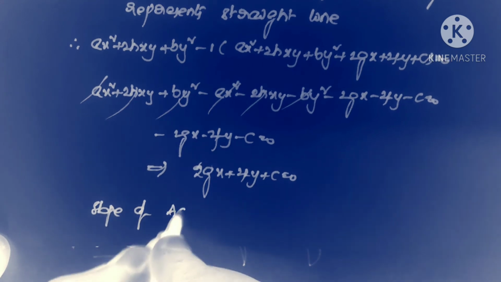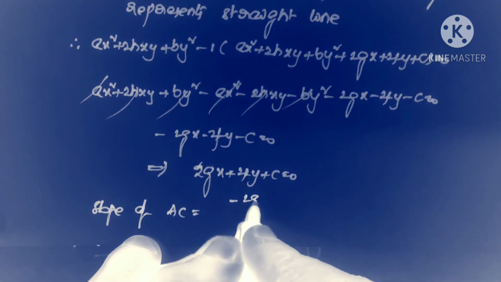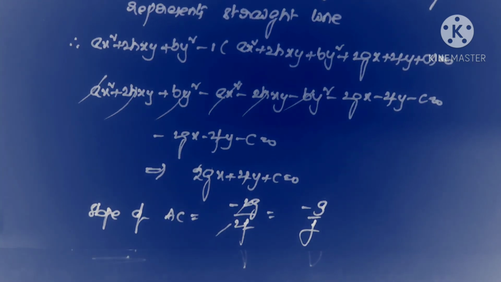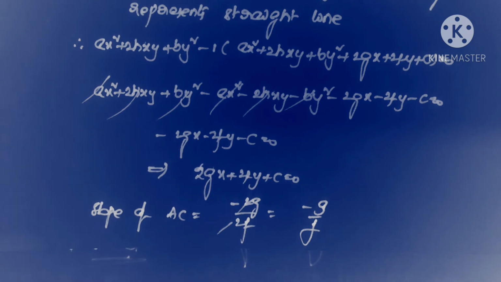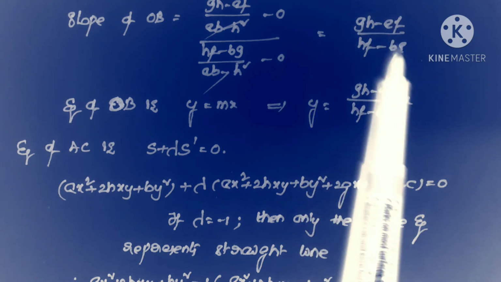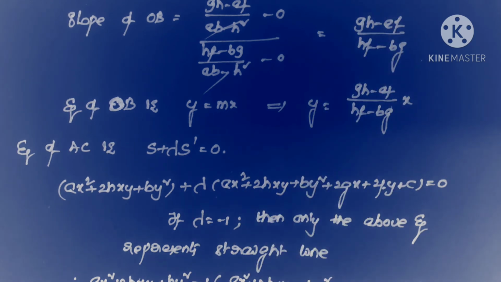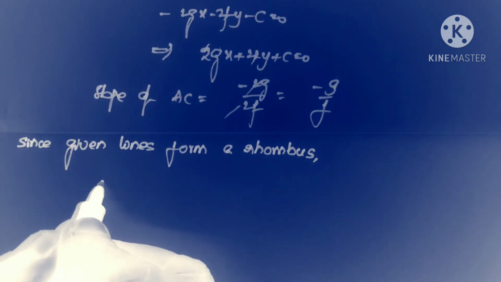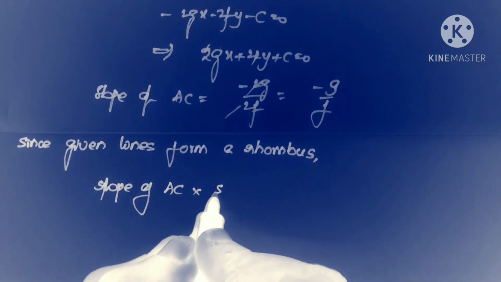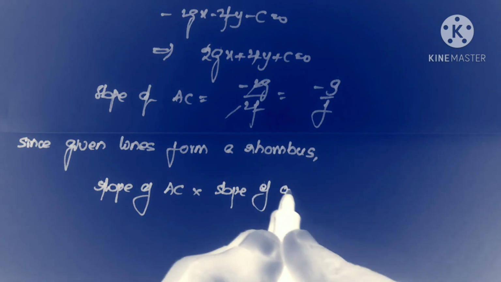Therefore, slope of AC is equal to minus a by b, minus 2g by 2f, which is minus g by f. So the slope of one line is equal to minus g by f and the slope of the second line is equal to (gh minus af) by (hf minus bg). These are the diagonals. Note the condition in a rhombus: the two diagonals are perpendicular to each other. So we apply that condition to get the answer. Since the given lines form a rhombus, the product of the slopes of the diagonals is equal to minus 1. That is, slope of AC into slope of OB is equal to minus 1.